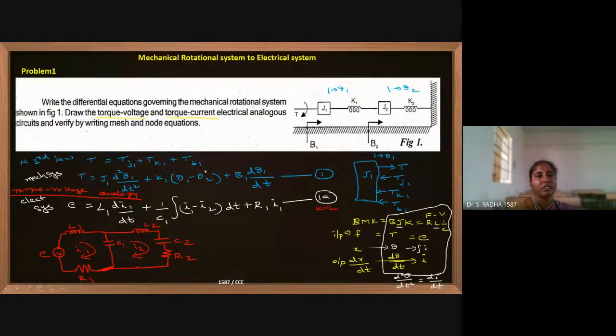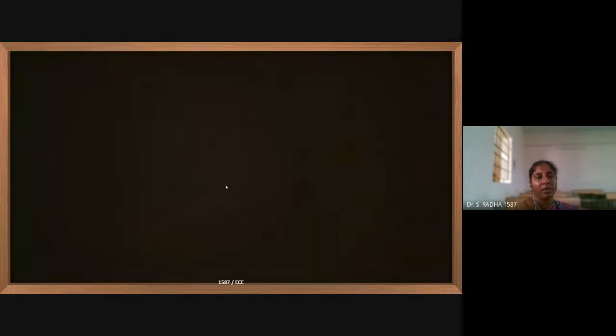In the question, if you see, they are asking for both the torque voltage and torque current analogy. Okay, so the torque voltage analogy is completed. Now I am going for the torque current analogy.